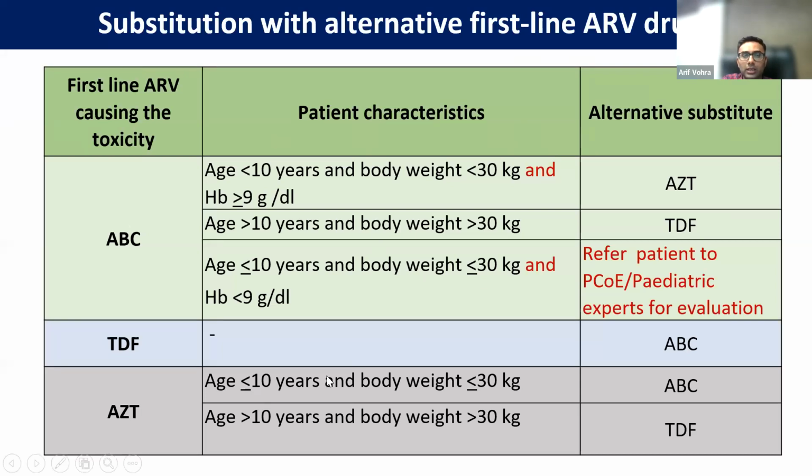Now substitution. If the child is on abacavir and has developed a drug-related toxicity, and whose age is less than 10 years and hemoglobin is more than 9, you should shift to zidovudine. If the child develops toxicity on abacavir and is more than 10 years and more than 30 kg, tenofovir. If less than 10 years and weight less than 30 kg with anemia, refer to SACEP or the pediatric COE. So abacavir with anemia, refer; without anemia, zidovudine. Abacavir, more than 10 years and more than 30 kg, tenofovir.